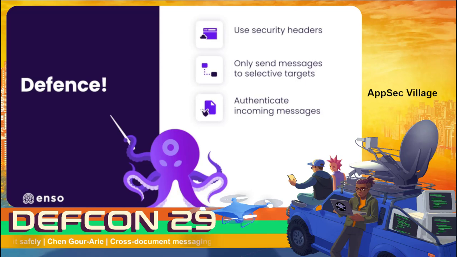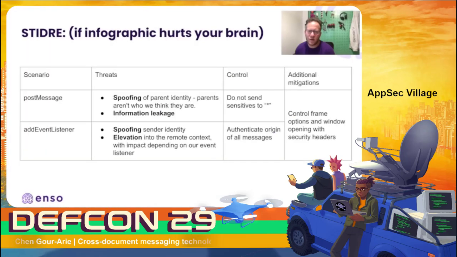Let's do a quick STRIDE drill down. So split it into two different scenarios. The first scenario is that our code is issuing a message using PostMessage, and then the risk is that the window on the other side is not coming from the origin that we think it's coming from, and the actual threat is information leakage, that we will send sensitive data to somewhere that we're not supposed to send it to.